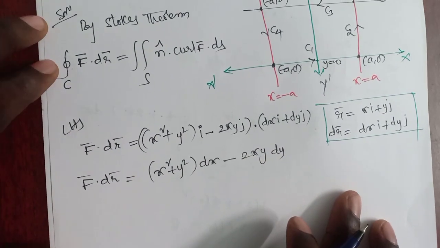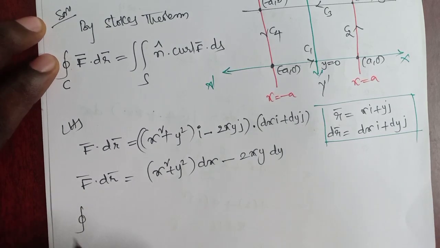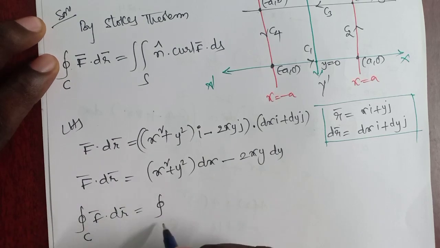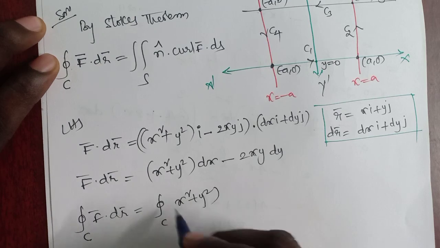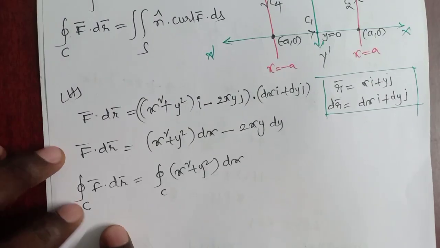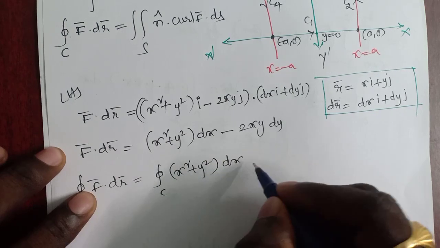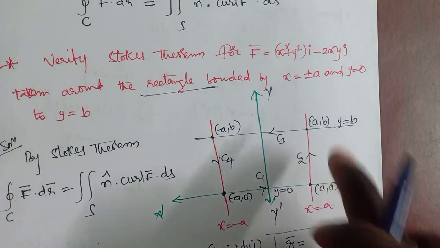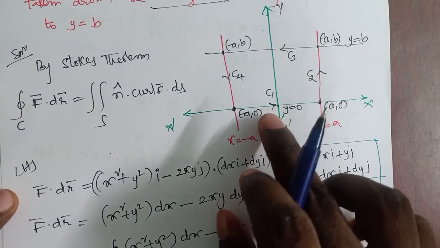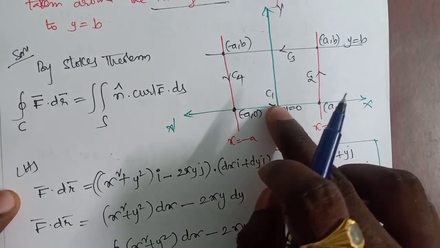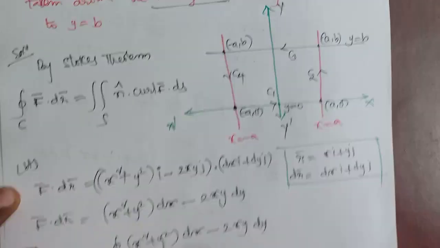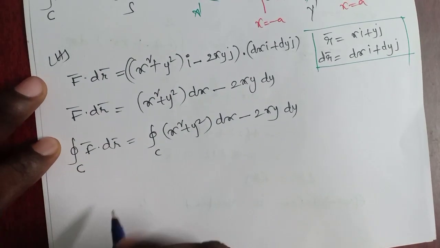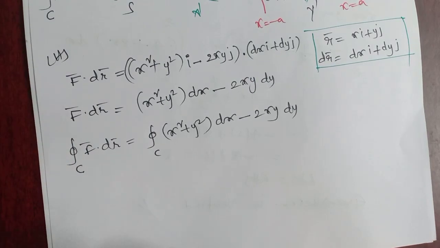Then we need to find the line integral along the curve of f bar dot dr bar, which is the line integral over the curve of (x square plus y square) dx, replacing f bar dot dr bar with this, minus 2xy dy. We can evaluate this with the rectangle curve formed by these boundaries. So we have 4 curves: along C1, along C2, along C3 and along C4, as in Green's theorem. The first one is along C1.